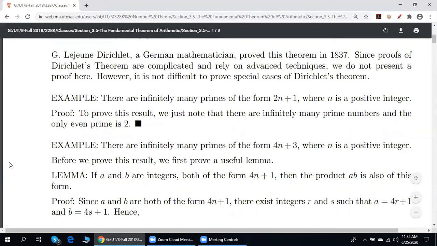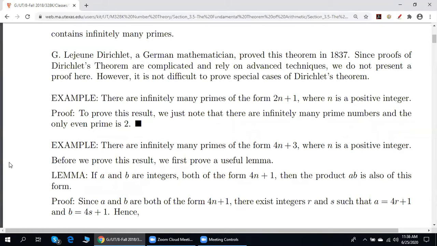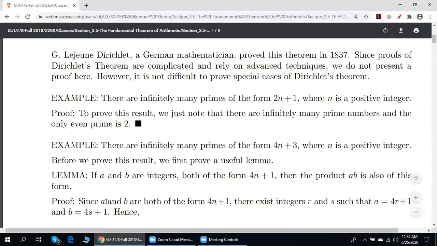In order to prove this result, first prove the following lemma. If a and b are integers, both of the form 4n plus 1, then their product is also of this form. Here's how we do it. Since a and b are both of the form 4n plus 1, there exist integers r and s such that a is equal to 4r plus 1 and b is equal to 4s plus 1.